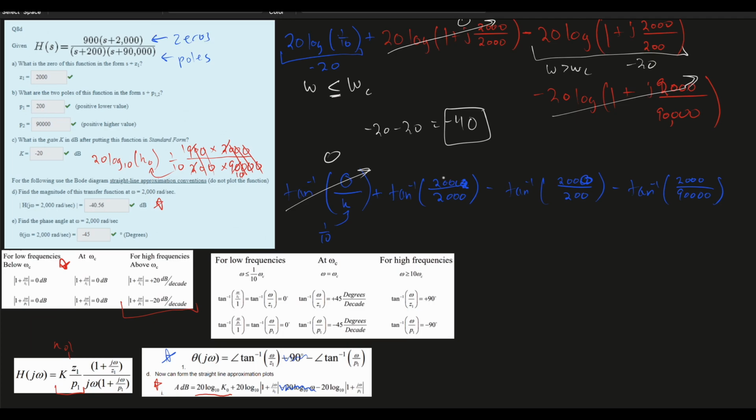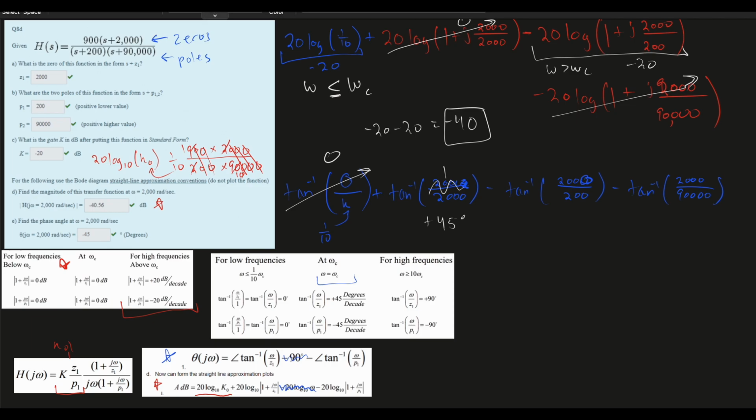Now let's look at the next thing. We can rewrite this as just 1, because we have 2000 over 2000. If we're looking at this, our omega is equal to omega c, which it does here. It's going to be 45 degrees, and since we are dealing with a zero here, it's going to be a plus 45 degrees.